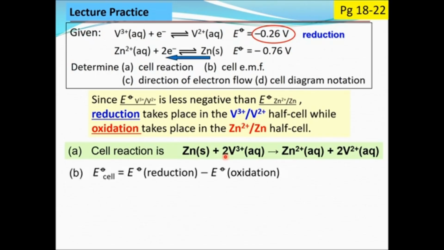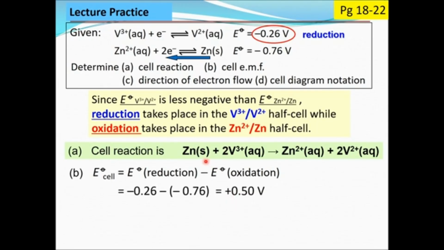Alright, next will be deciding the values to sub in. So reduction, negative 0.26, whereas oxidation, negative 0.76. Sub the values as they are, and you get a positive 0.50 volt. Again, a reminder: you must put the positive sign, same as delta H, delta G, delta S. The signs are important, so we'll use more positive, more negative, and also remember to put the sign.